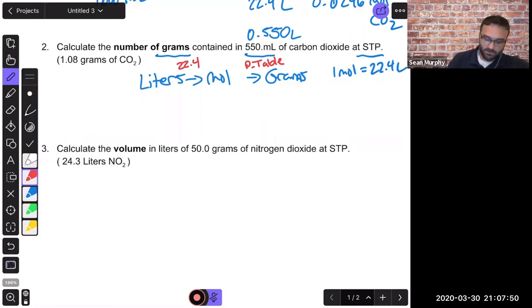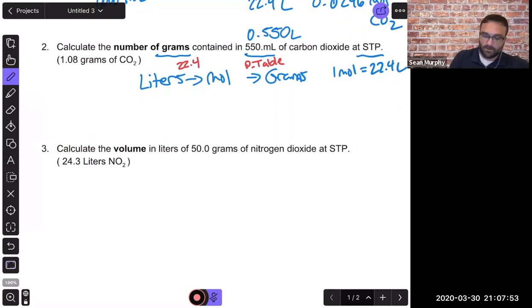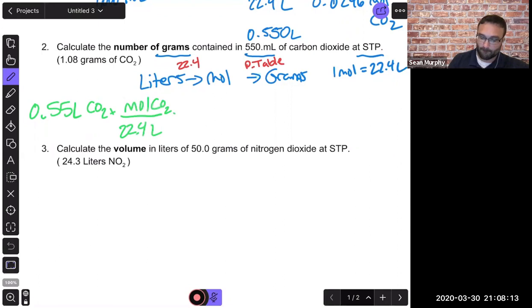So let's do our conversions. We have 0.55 liters of CO2. Liters is on top. We're going to do our first step: liters on the bottom, and we're going to use 22.4 liters for every mole of CO2. And now we effectively go to moles. So for every mole of CO2, remember top to bottom, top to bottom, we're going to figure out how many grams of CO2 there are.